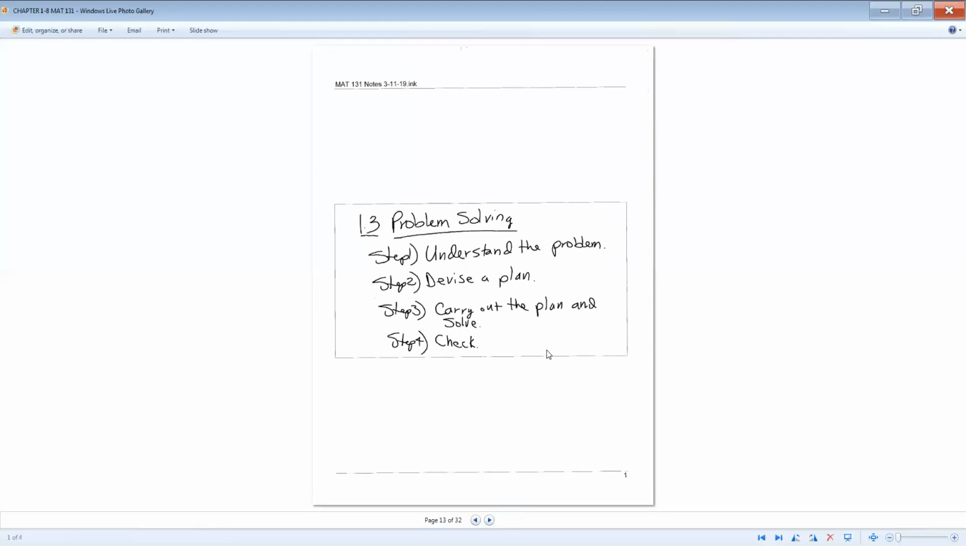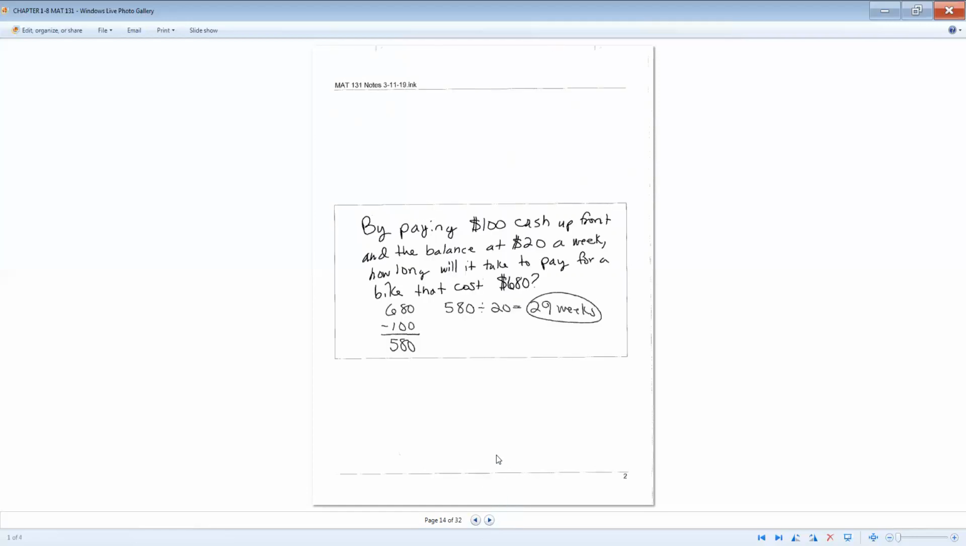Problem solving. So we have step 1, understand the problem. Step 2, devise a plan. Step 3, carry out the plan and solve. Step 4, check. So these problems in this section, you don't have to create an equation. When we get into chapter 6, they will be asking us to do so, but not necessarily here in chapter 1. So let's look at the first one.